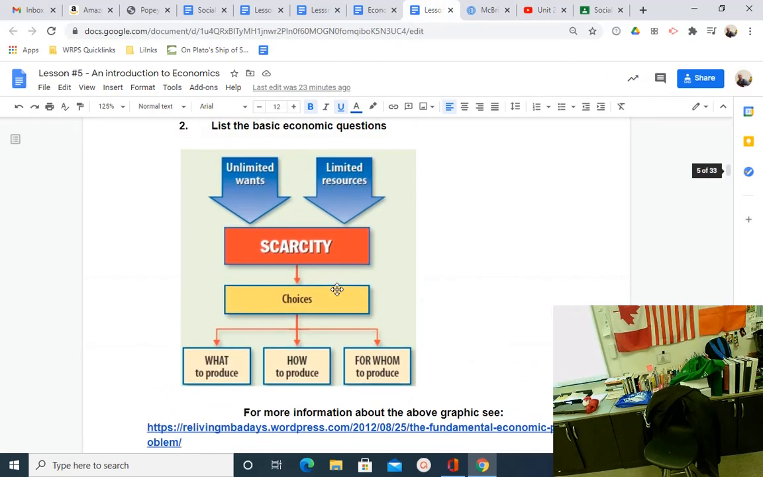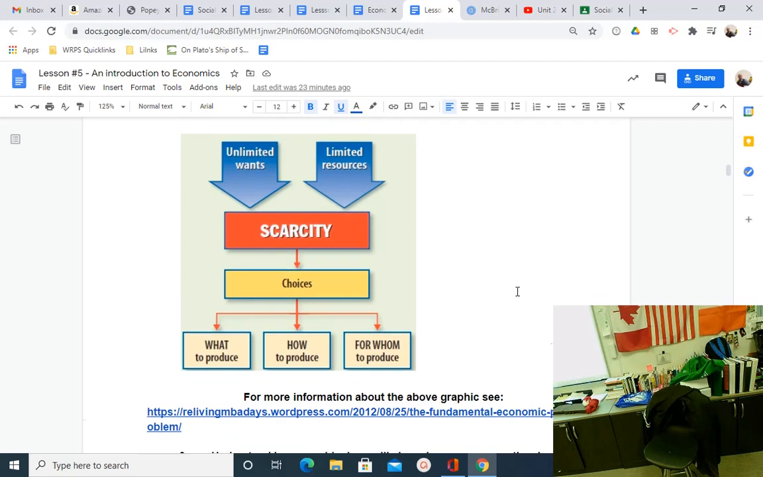Any questions about the basic economic questions? So because we have scarcity, we have to make choices, and those are our choices. Pretty simple, right? Pretty straightforward.